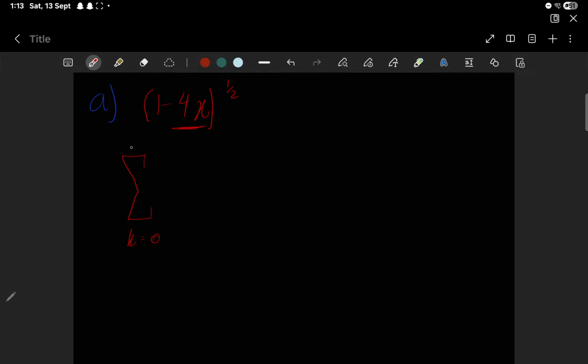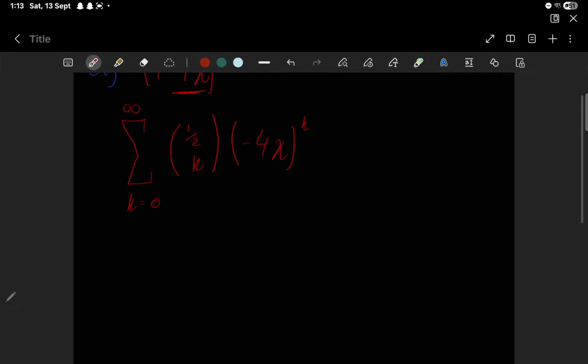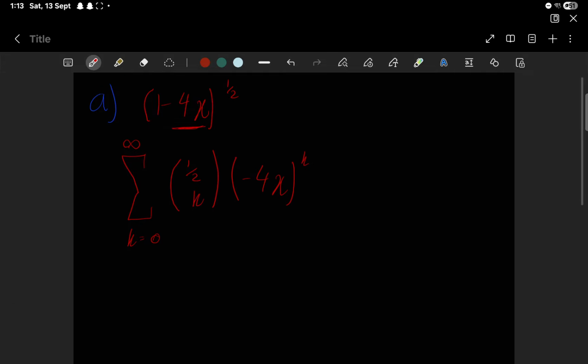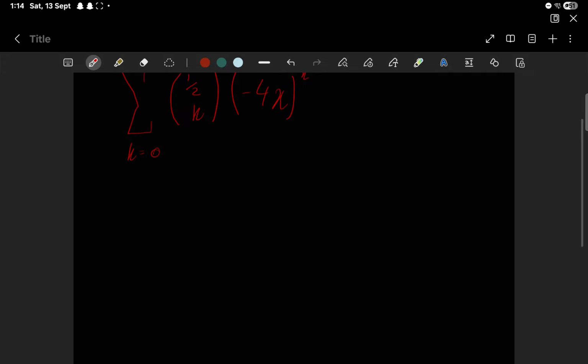The sum from k equals 0 all the way till infinity. So it's going to be n, in our case 1 over 2, ck. It's going to be b, which in our case is negative 4x to the power of k. Okay, now you have this, right, done. All you're going to need to do is now substitute. And then they want us to expand this as far as the term in x cubed.